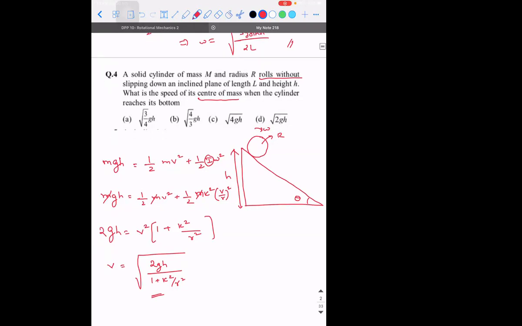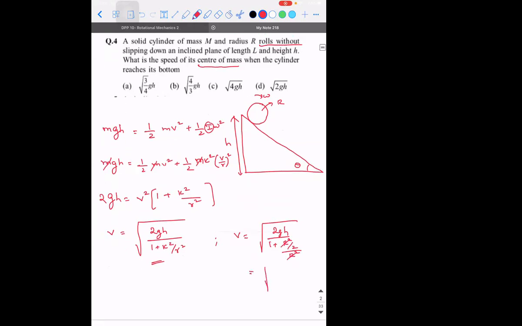Now how to apply it for this problem? Hence v is equal to root of 2gh divided by 1 plus, what is the radius of gyration of a cylinder about its center of mass? R by root 2. Yes, r by root 2. So k square will be r square by 2 and you have r square in the denominator. R square and r square will get cancelled. Root of 2gh divided by 3 by 2. So root of 4gh by 3.